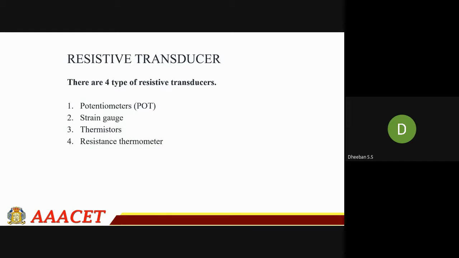Resistive transducers are generally of four types, which are available in the market. First, the potentiometer, which you know about and which is the main thing used in circuits. Then strain gauge, thermistors and resistance thermometer. The thermistor and thermometer are based upon the temperature physical quantity.